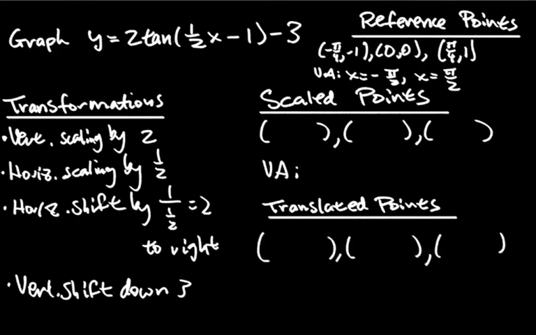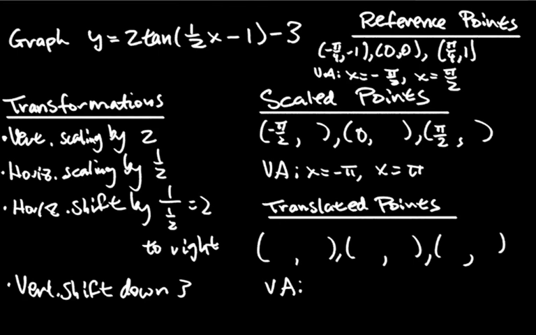So for the scaled points, we notice that we have a few things going on. The x values are going to be multiplied by 2. So we got -π/2, 0, π/2, and then all the x values, including the asymptotes, are going to be affected. So we got x equals -π, and then x equals π. Alright, so how about the y values? Scaling by 1/2. So this is going to have us divide by half, so multiply by 2. So we got -2, 0, 2.